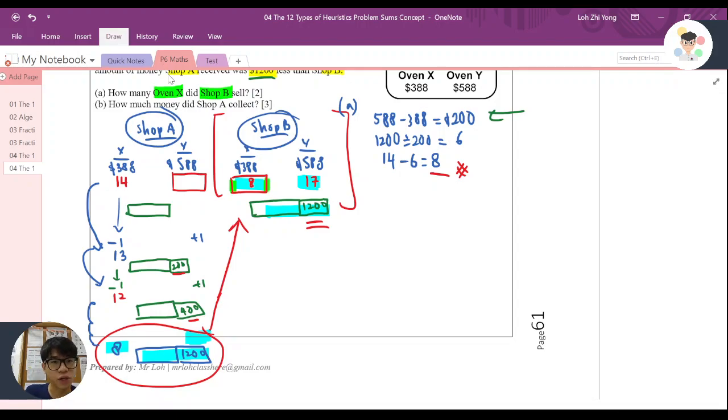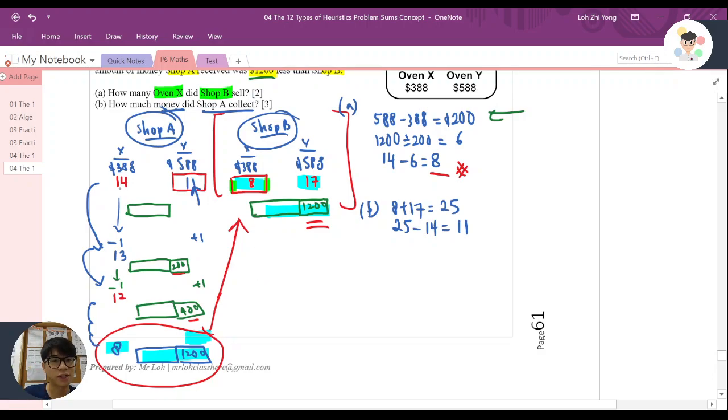Now let's look at B. Question B asks how much money did shop A collect? This is actually a much easier question. To know how much money, we first need to find out what this box is. Shop B and shop A sold the same number of ovens. The total in B is 8 plus 17, which is 25. That means X plus Y in shop A is also 25. So I use 25 minus 14 and I get 11. So this is 11.